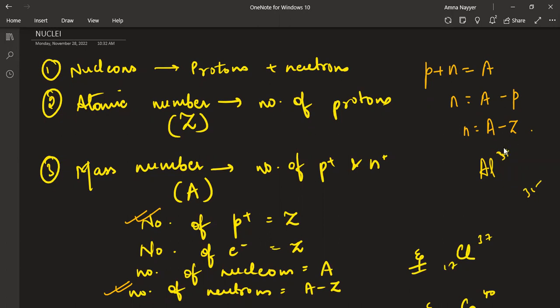We have seen this in semiconductors also. Right, so that is different. But for a neutral atom, you have number of protons equal to number of electrons, represented by the atomic number, which is Z. Number of nucleons we represent by A, the mass number. Now, if you add number of protons plus number of neutrons, you'll get the mass number. So number of neutrons will be what? A minus Z, right? Mass number minus atomic number.